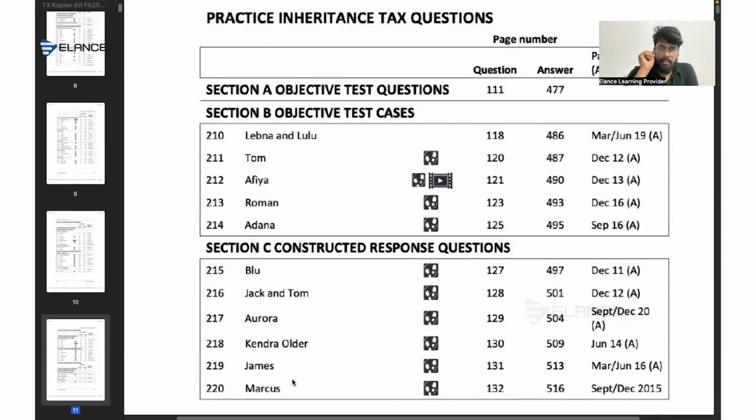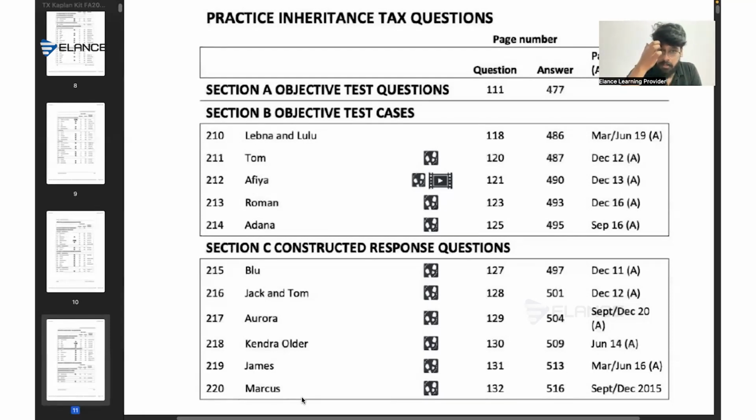Okay, if you don't have any suggestions, I'll pick any question randomly. Let's do a section C question. Tell me which question to take.